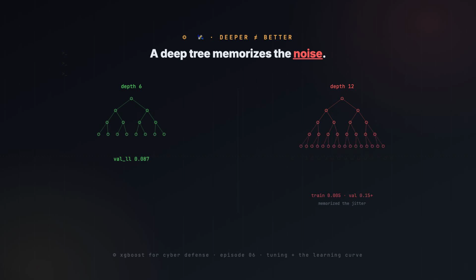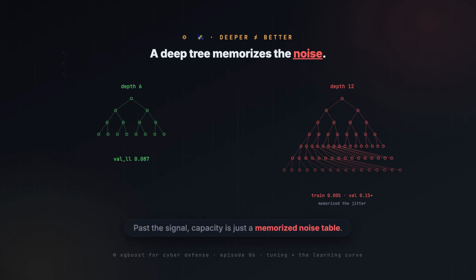The model is nailing every training flow. But validation log loss rises past 0.15. The deep tree didn't learn more attacks. It learned the training set's attacks down to the per-flow jitter and got worse at the ones it hadn't seen. Depth is capacity, and capacity past the signal is just a memorized noise table.